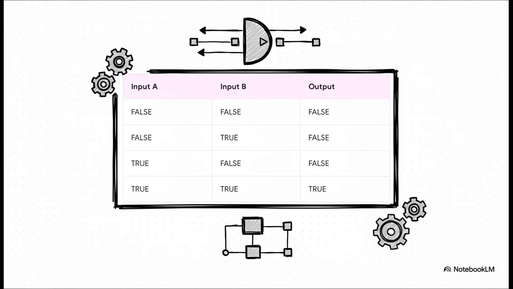Well, it all starts with incredibly simple rules, like this one. This is a truth table for what's called an AND gate. It's a basic logical blueprint. The rule is simple. The output is only true if input A and input B are both true. Otherwise, it's false. This is one of the most fundamental building blocks of how a computer thinks.